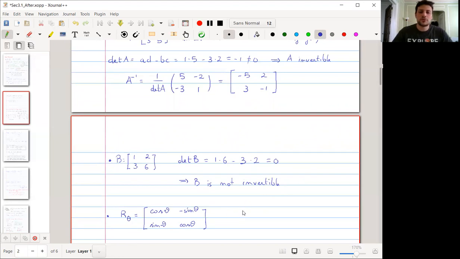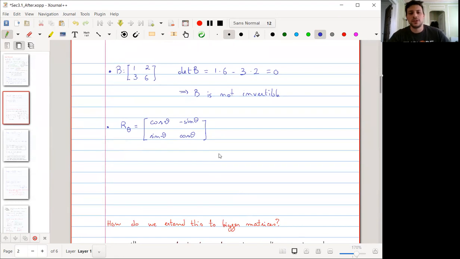The next example is about the rotation matrix, which we saw in a previous video. Theta. Now let's compute the determinant of this matrix. It's the product of the elements on the main diagonal, which are cosine times cosine. I'll write that as cosine theta squared, minus the product of the elements on the off diagonal. But there's a negative sign here, so this becomes sine theta squared.